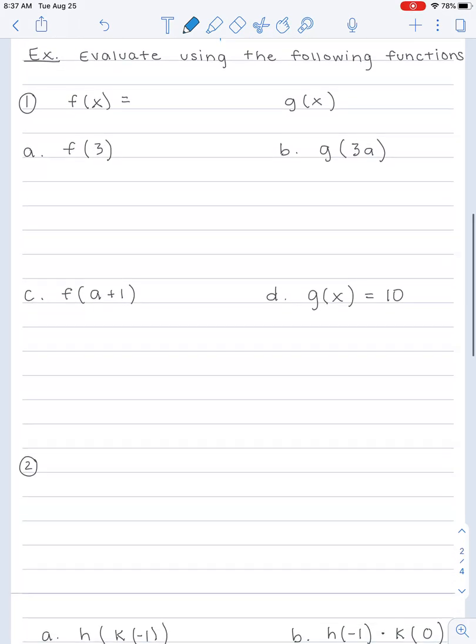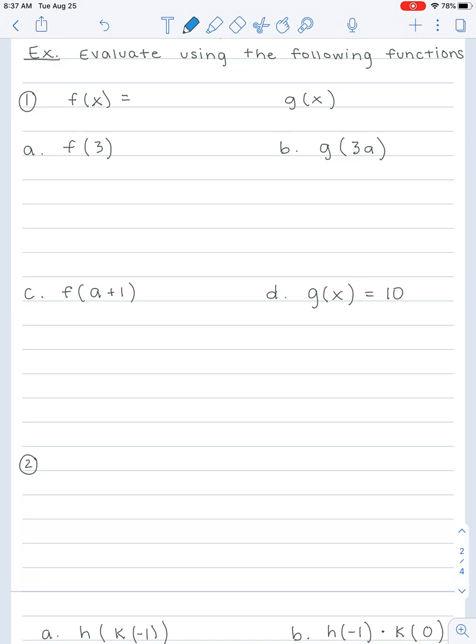All right, so here, example, let's write this out. It says evaluate using the following functions. So when you see that word evaluate, that means they want you to plug in or utilize that input and figure out your output. That does not mean your answer is always going to be a number. It could be a variable, just depends on the situation. So for problem number 1, we're going to have two functions. We're going to have f of x and g of x. So f of x equals -x squared plus 3, and g of x equals 1 minus 2x. So these are just plain equations.